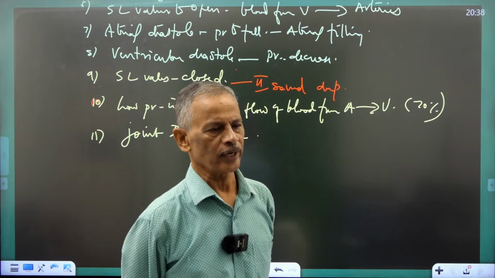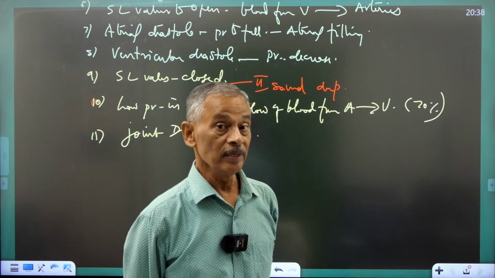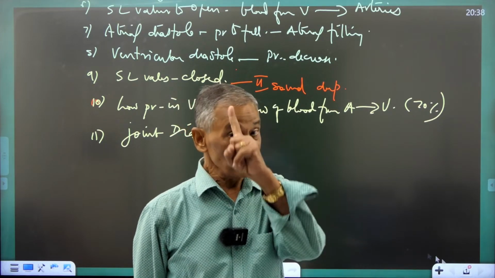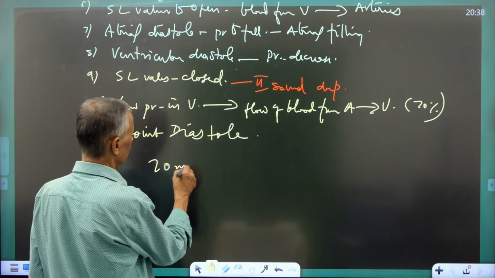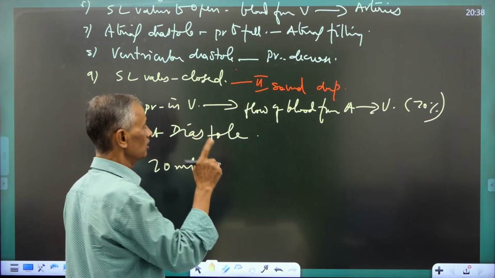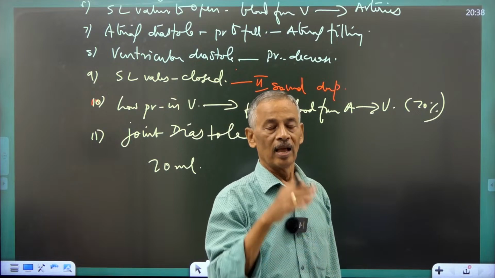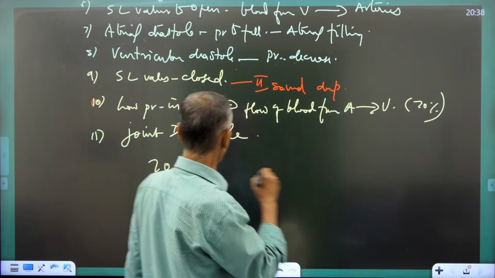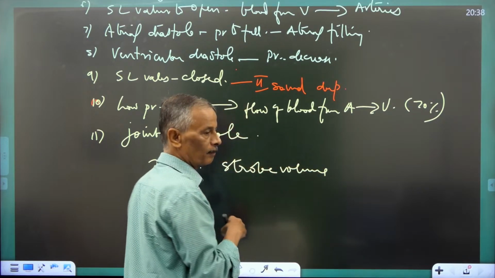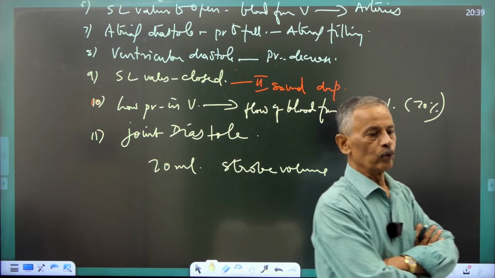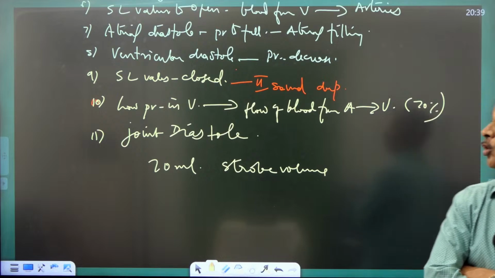Order of events that are occurring when the heart is in contraction. Remember, our heart will be pumping about 70 ml of blood from one ventricle during every ventricular systole. This is called stroke volume. The amount of blood pumped from one ventricle during one ventricular systole is called stroke volume.